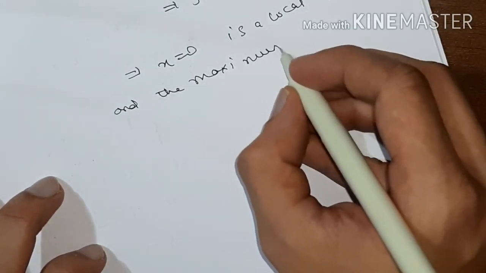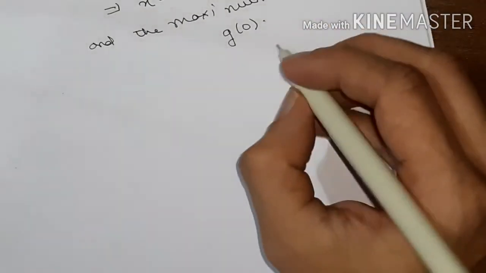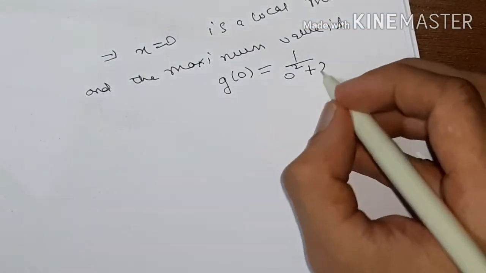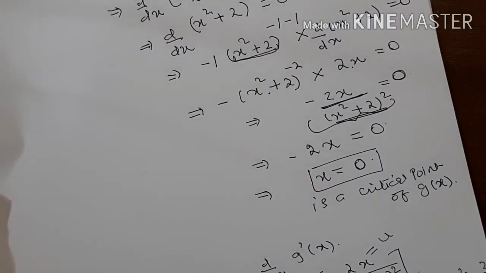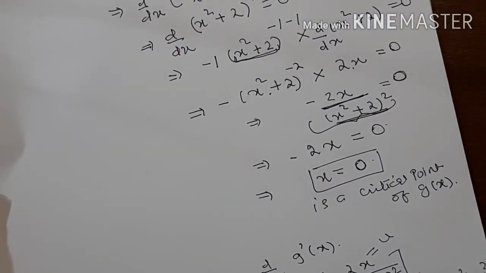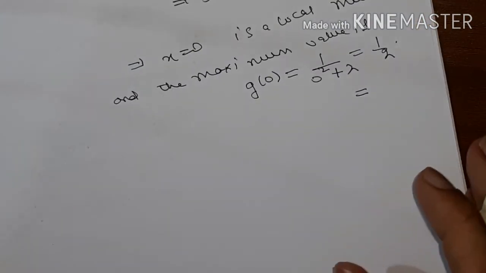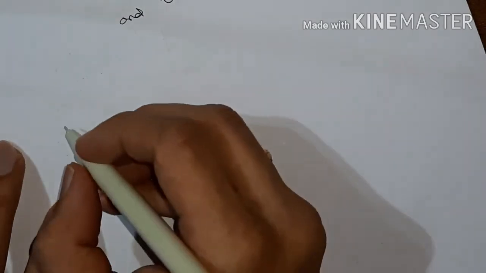And the maximum value is g of 0, right. The function was 1 by x square plus 2. So 1 by 0 square plus 2, that is 1 by 2. Okay, so that is what we have. And so our answer is what? G of 0 equal to half. Okay, so that is our answer. That is the maximum value.